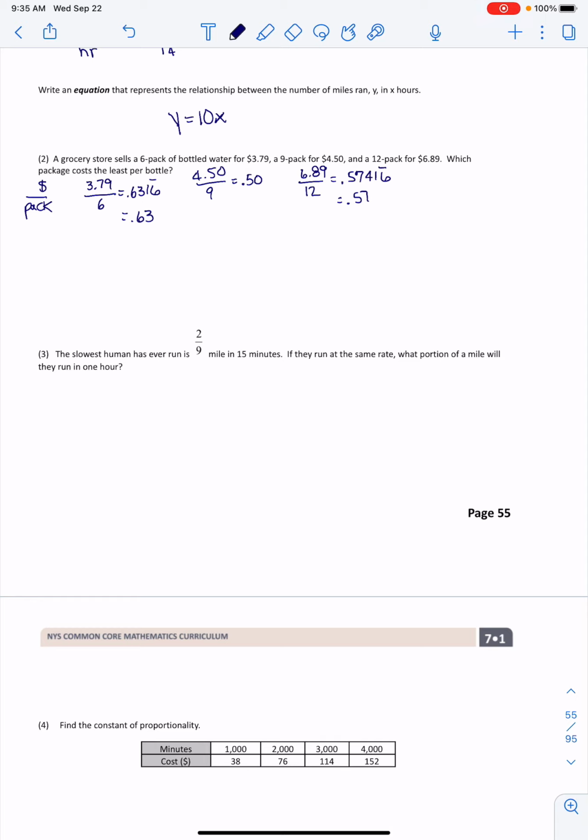So when I look at this, this is our best buy. So the $4.50 for a 9-pack is the least per bottle.